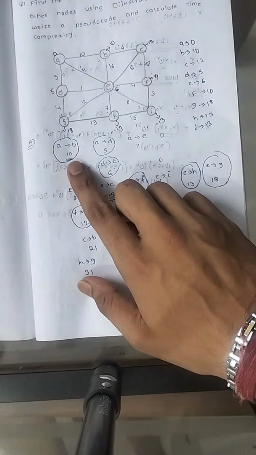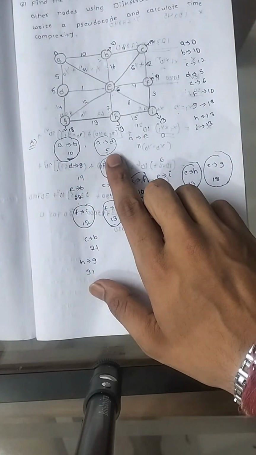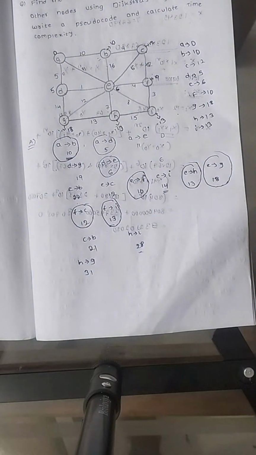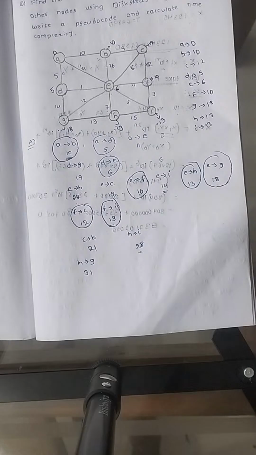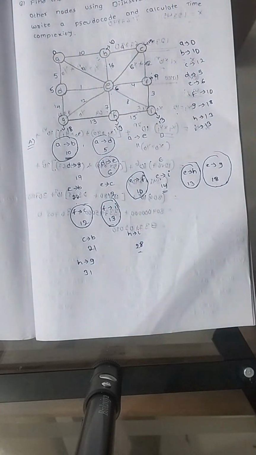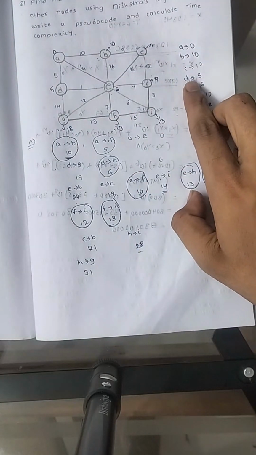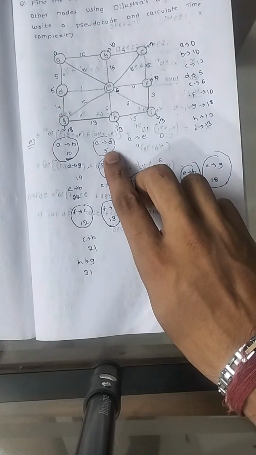Okay. So what is the distance between A to B? 10. What is the distance between A to D? 5. What is the distance between A to E? 11. So first what we need to do, we have to find the nearest one. 5 is the nearest one, right? So A to D is the nearest one. Okay, A value is 0 and D value is 5. So you got it right, first point.